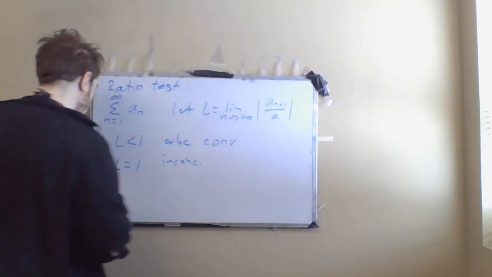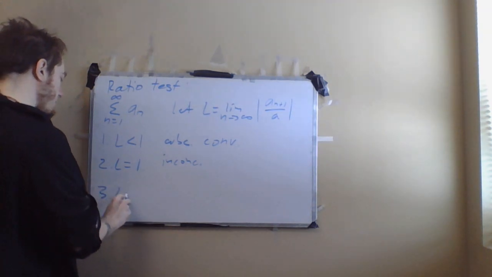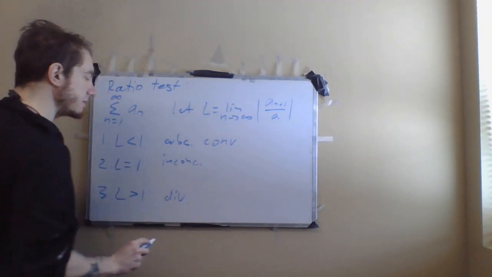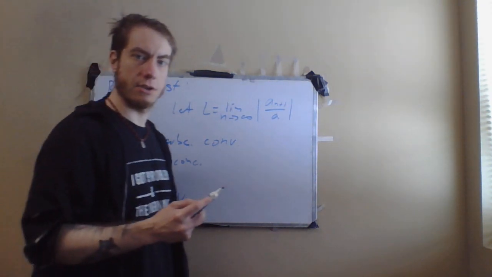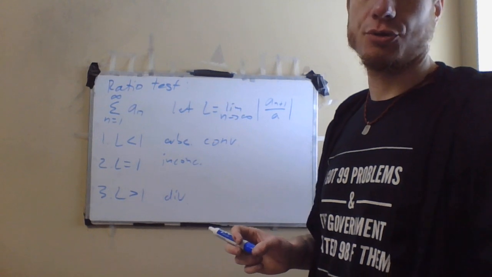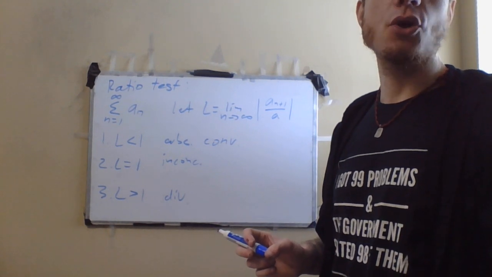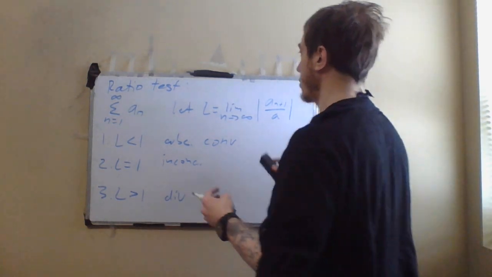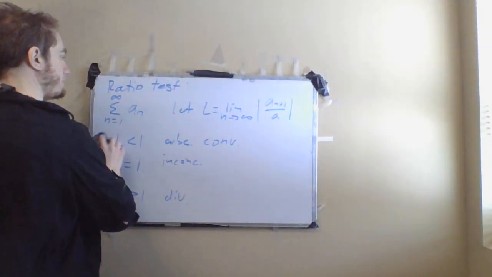And then the third case here is that we might have L bigger than 1. In this case, the series is going to be divergent. Okay, so why is this true? Well, let's look at a little proof of what is going on here with this ratio test.